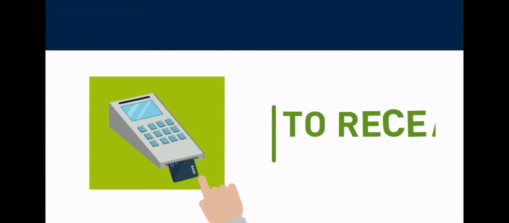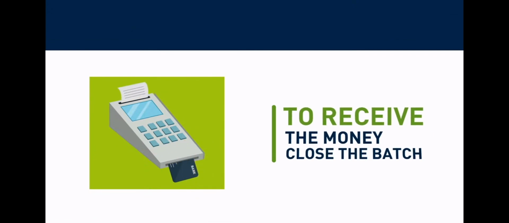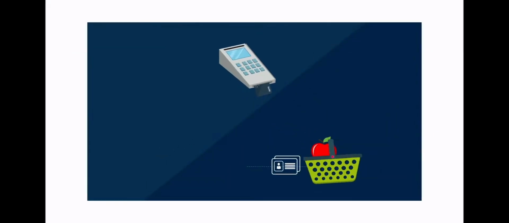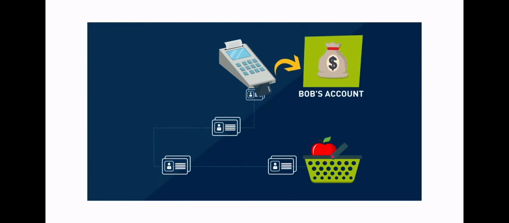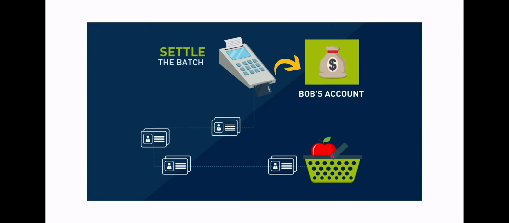For Bob to receive the money for the sale, he first needs to close the batch. As cardholders come in and buy apples, all authorizations are stored in the POS terminal in a batch. And to become a deposit in Bob's account, he needs to settle the batch.